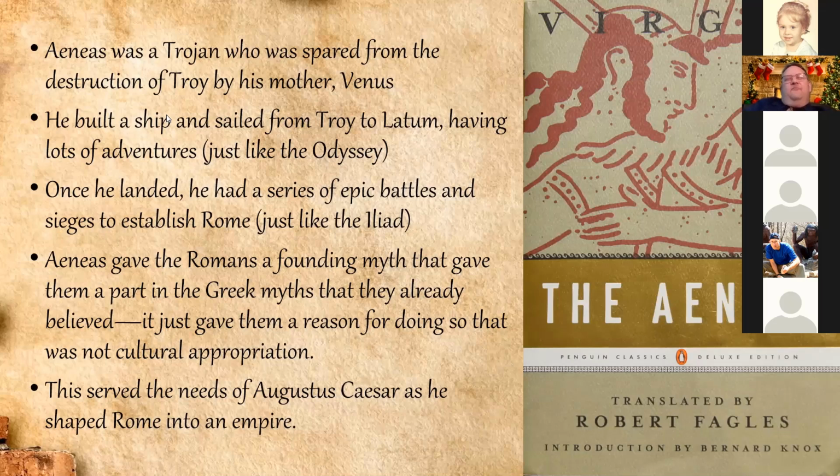And for the first half of the Aeneid, it reads a lot like the Odyssey. Aeneas going from place to place, having adventures. He even meets most of the monsters that Odysseus meets. And then when he gets to Latium, in the second half of the book, he has to fight great epic battles and sieges in order to establish the empire, which is a lot like the Iliad.